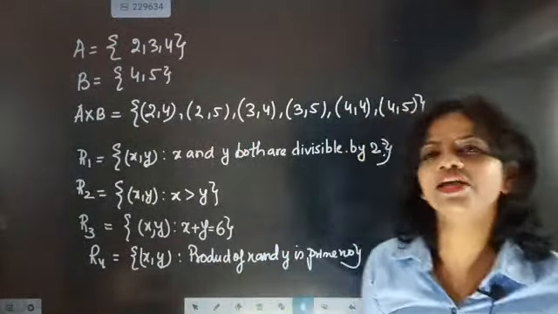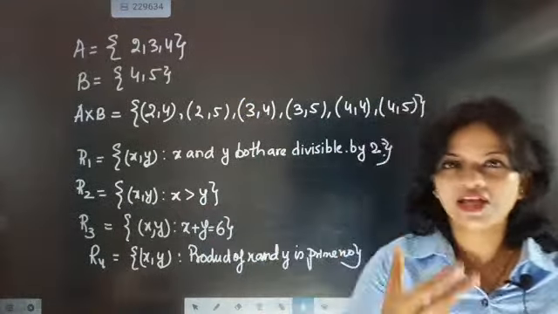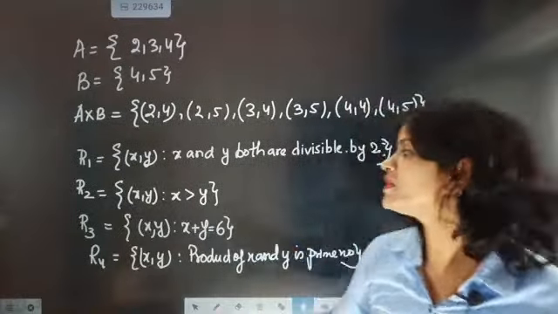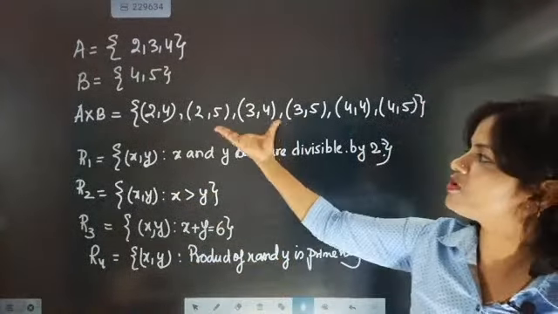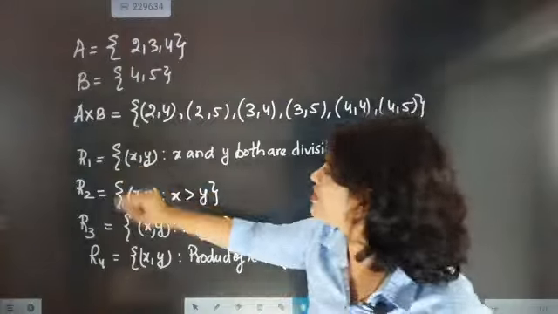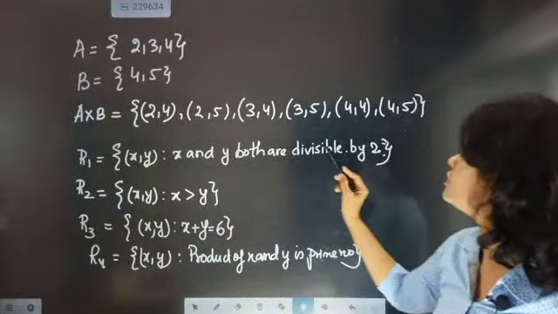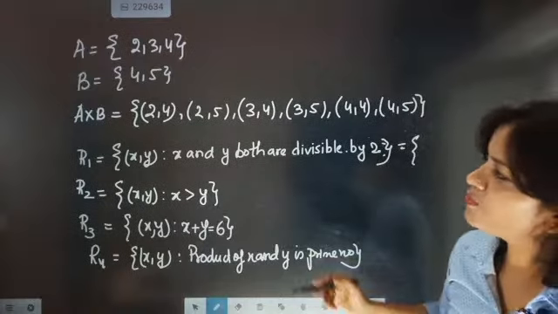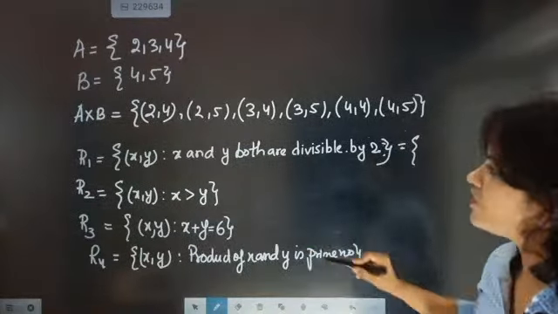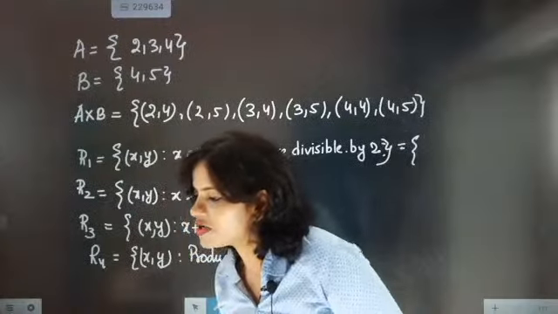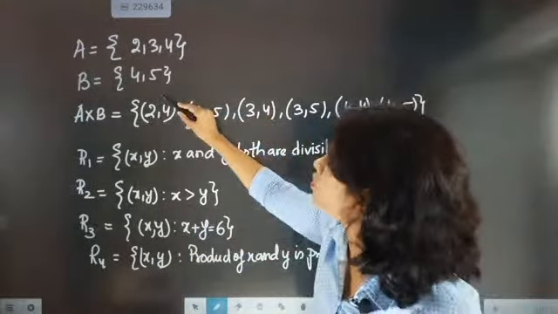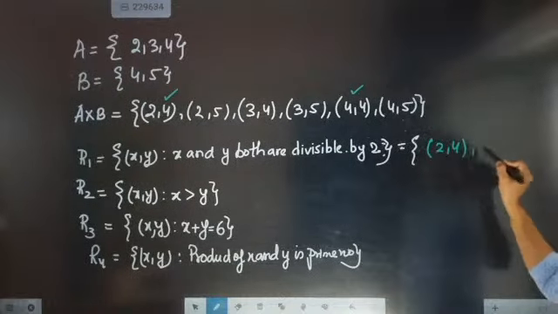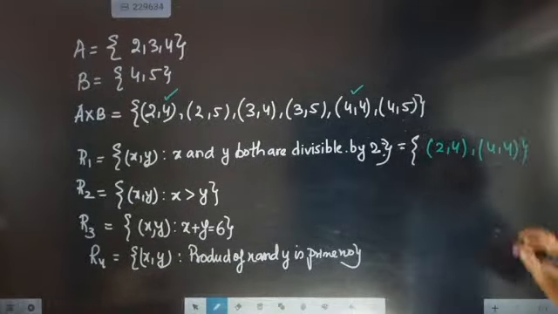Now look here, beta. First, what I have done, I took set A with 3 elements and set B with 2 elements. First, I formed a Cartesian product, and I told you whatever relation will come, it will come from the family only. Now first relation: x and y both are divisible by 2. So which are the elements where x and y both are divisible by 2? Exactly, absolutely correct: 2, 4 and 4, 4. So here it is going to come as 2, 4 and 4, 4.